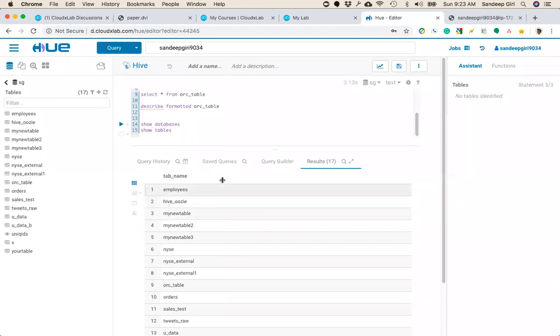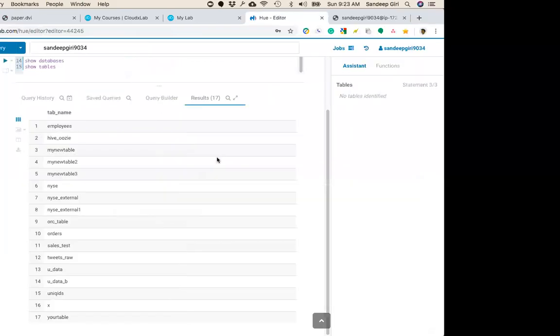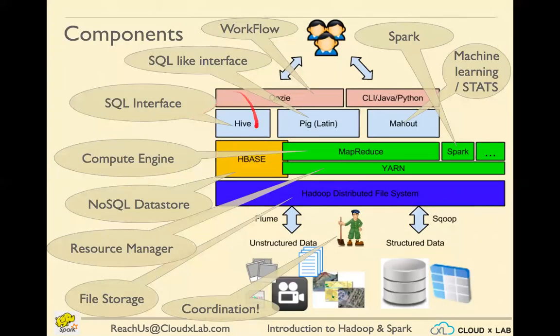So this is the way you can interact with the Hadoop file system by the way of Hive. You first have to create a table and then map the table to a file or data stored somewhere in HDFS, and then you can do the rest of the processing.